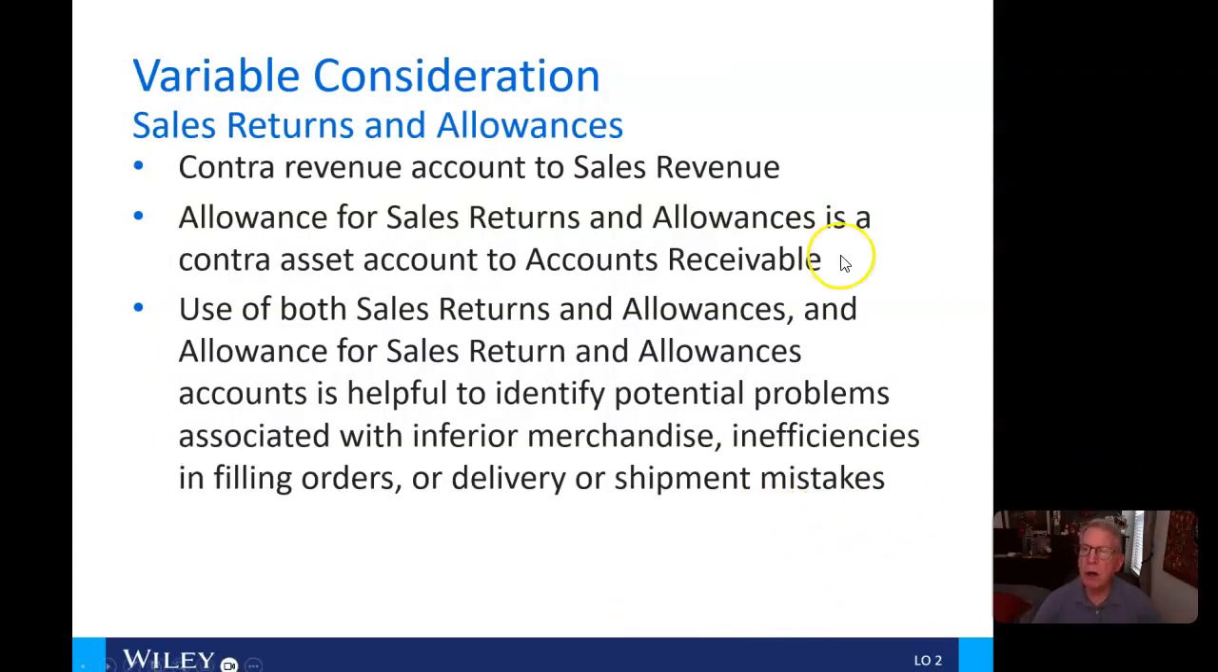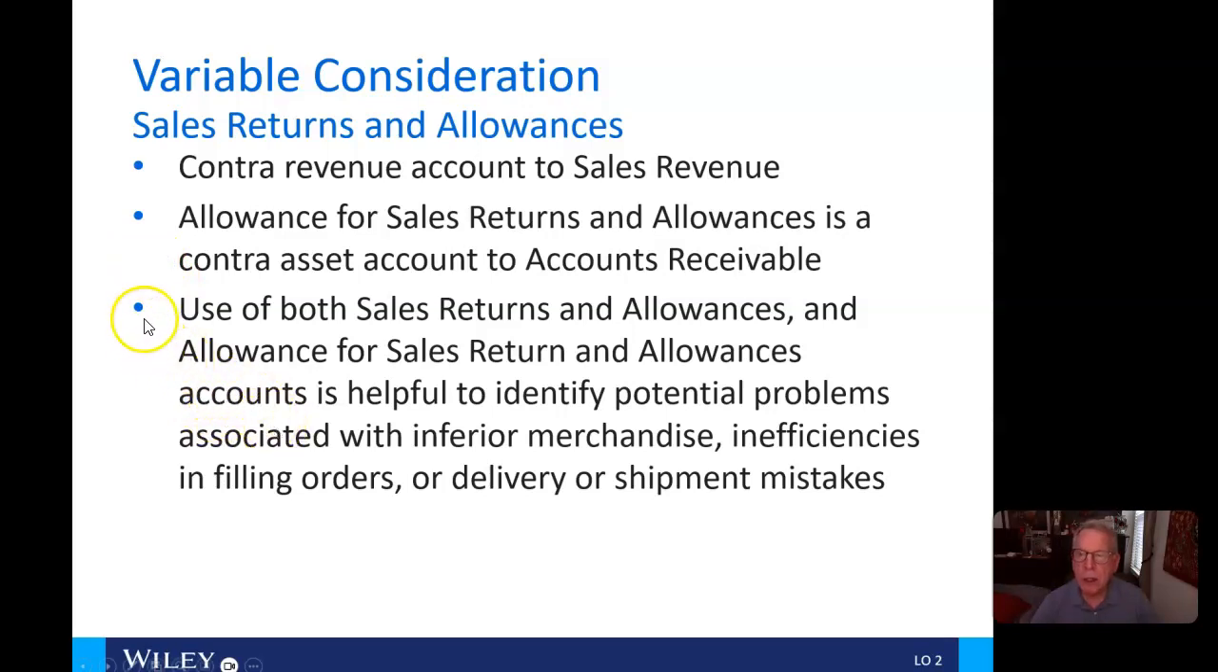Variable consideration here: sales returns and allowances. It's a contra revenue account. It's shown on the income statement right under gross sales, and we subtract sales returns and allowances from sales to get to net sales. So it's a subtraction here, a contra revenue account. There is an allowance for sales returns, and the allowance is a contra asset to accounts receivable.